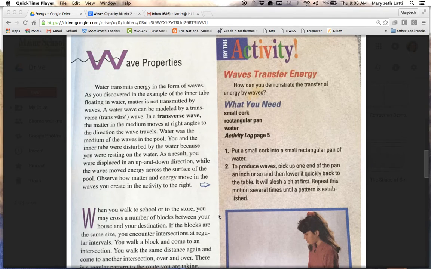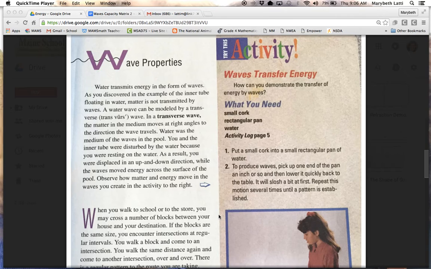Wave properties. Water transmits energy in the form of waves. As you discovered in the example of the inner tube floating in the water, matter is not transmitted by waves. A water wave can be modeled by a transverse wave. In a transverse wave, the matter in the medium moves at right angles to the direction the wave travels.